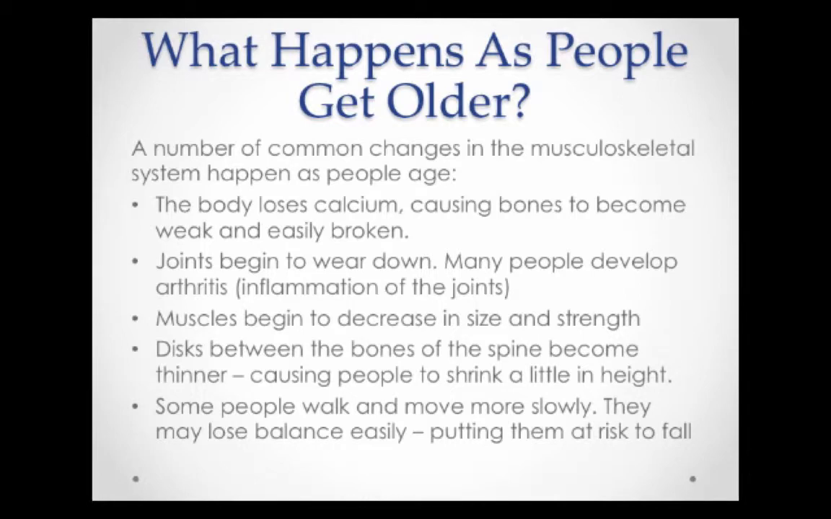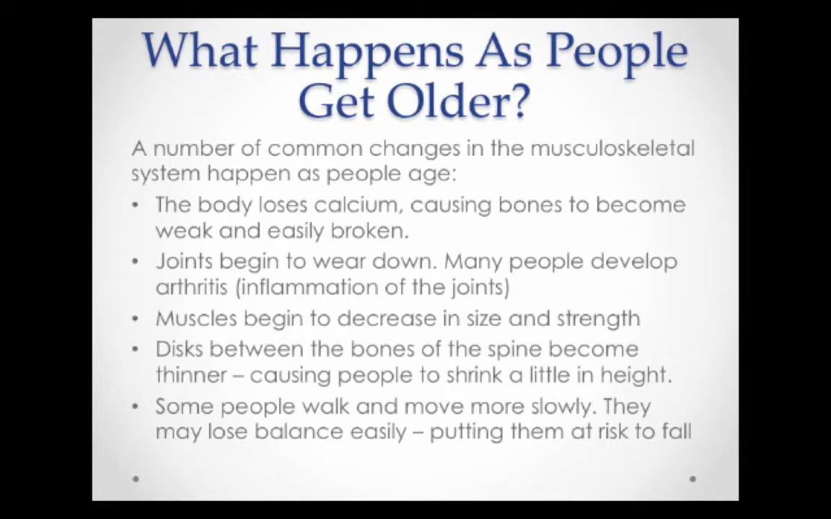What happens as people get older? A number of common changes in the musculoskeletal system happen as people get older, such as the body tends to lose calcium, causing the bones to become weak, brittle, and easily broken. It's common to see older people with fractures of the wrist, hip, and back.